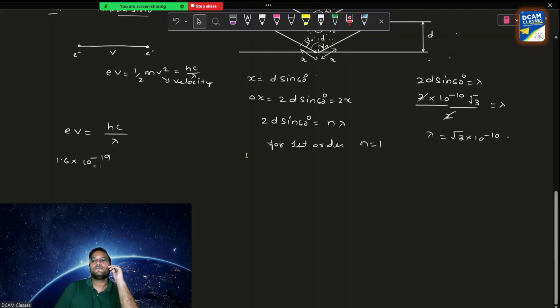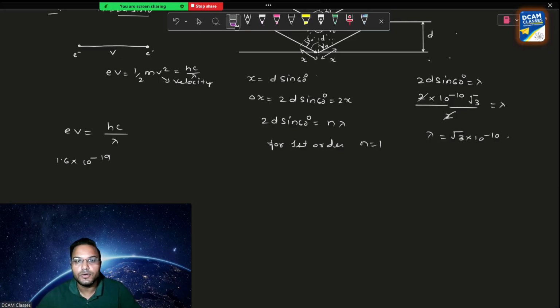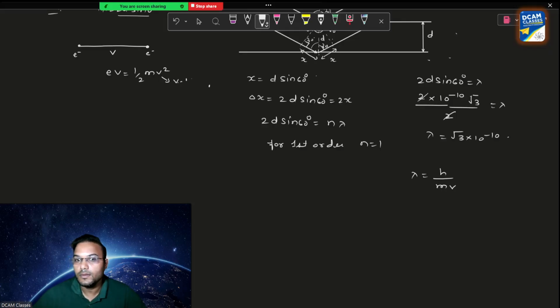Lambda is equal to h by mv, we have to write. Because we do not know now, this is the total energy that they are asking. So lambda is there, we have to find out its kinetic energy. Lambda is equal to h by mv. So your velocity will be h by m into lambda.